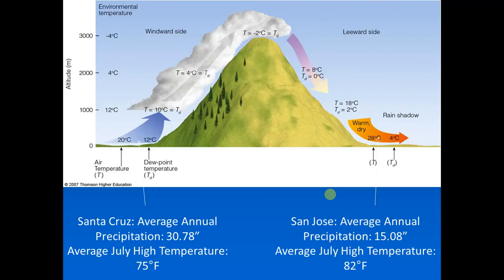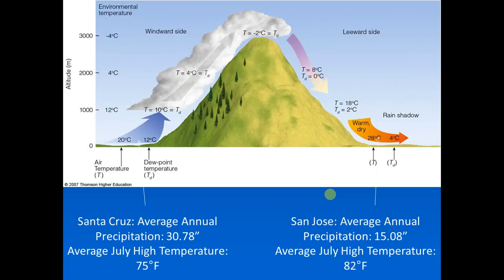By the way, in the last few years, San Jose yearly rainfall has been even less at times, right, with the drought. And average July high temperatures in downtown San Jose, 82 Fahrenheit, but in South San Jose, or in East San Jose, more like 87, 88 Fahrenheit. Right? So, you get the idea.